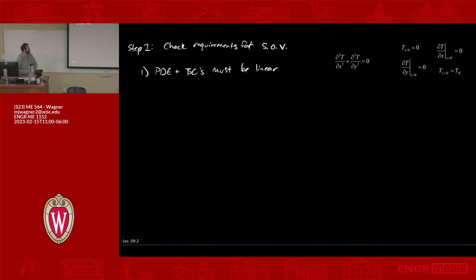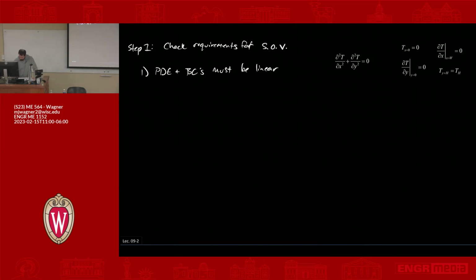Right, linear. So that means all that stuff that we see up there, none of that involves temperature to a power. None of it involves any kind of function that makes temperature nonlinear, right? So this set of equations does satisfy the linear requirement. Again, remember, we're taking the second derivative. That doesn't make it nonlinear. It's just taking the derivative of a linear function. It's still linear. So in this example, our PDEs and our boundary conditions are linear. So we can proceed with that part of it.